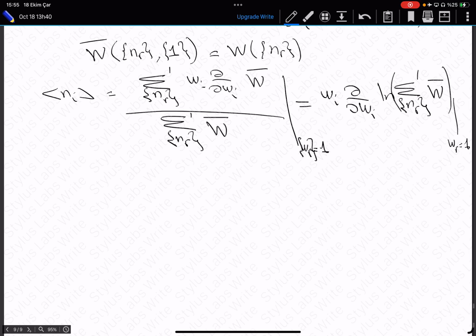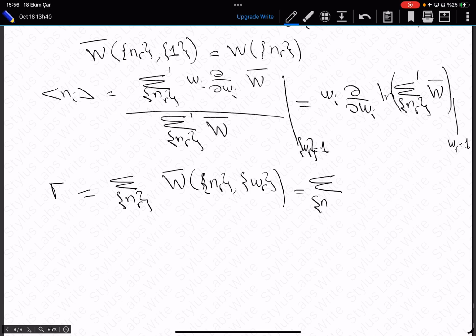So now my task will be to calculate, let me use gamma, the sum over n_r of omega-bar of n_r and omega_r. This is my next task, which will be n factorial omega_0 to the power n_0 divided by n_0 factorial, omega_1 to the n_1 divided by n_1 factorial, and for all the rest.